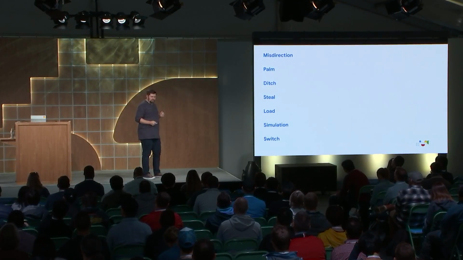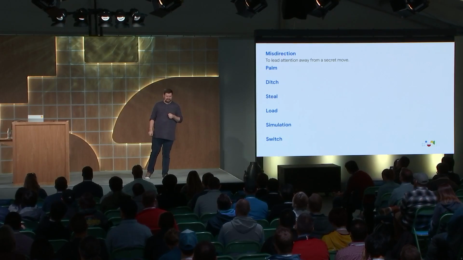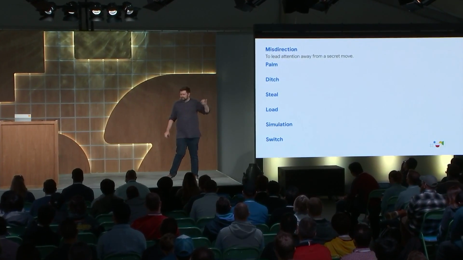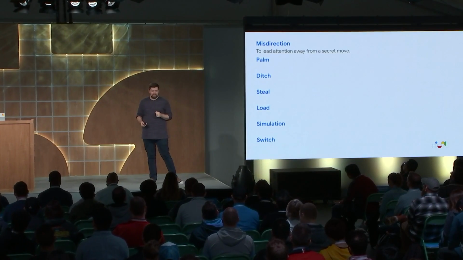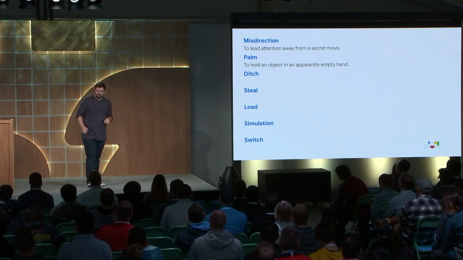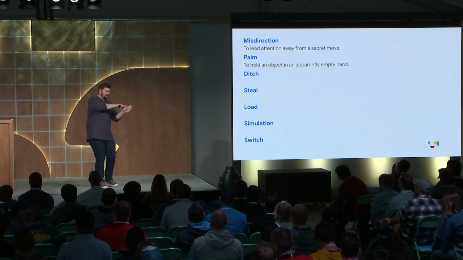The first is one that you're probably all familiar with, misdirection. That's to lead attention away from a secret move. That's, hey, look over here when something's happening over here. Next is palm, to hold an object in an apparently empty hand. You've probably seen that with card tricks, when there's a card hidden behind the magician's hand.